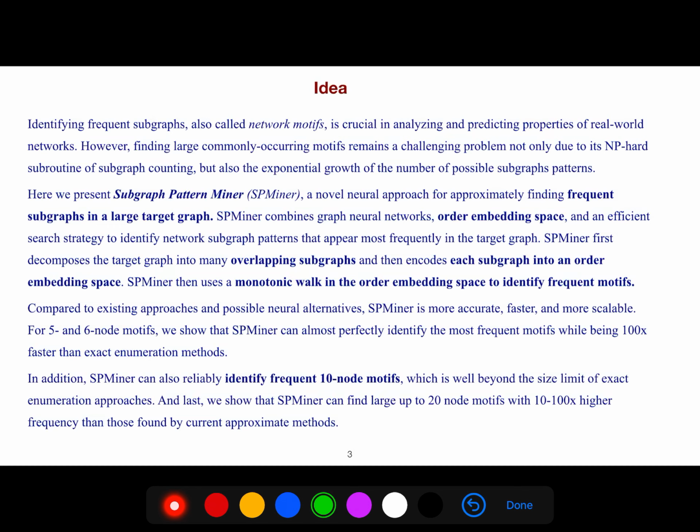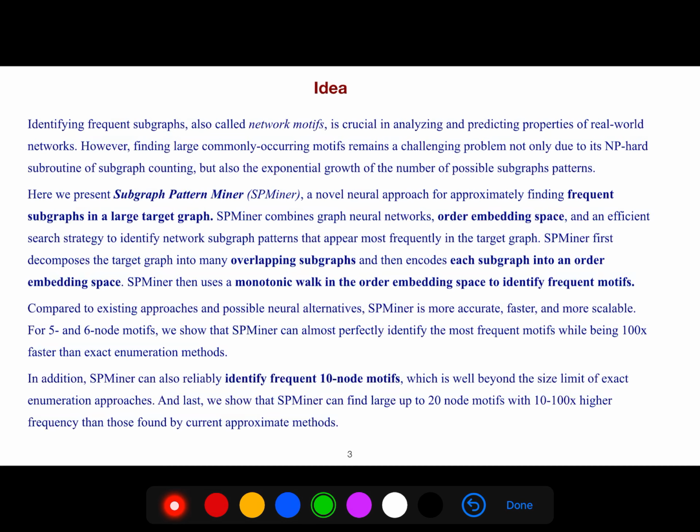Identifying frequent subgraphs, also called network motifs, is crucial in analyzing and predicting properties of real-world networks. However, finding large, commonly occurring motifs remains a challenging problem, not only due to its NP-hard subroutine of subgraph counting, but also the exponential growth of the number of possible subgraph patterns. So we present SPMiner, which stands for subgraph pattern miner, a novel neural approach for approximately finding frequent subgraphs in a large target graph.